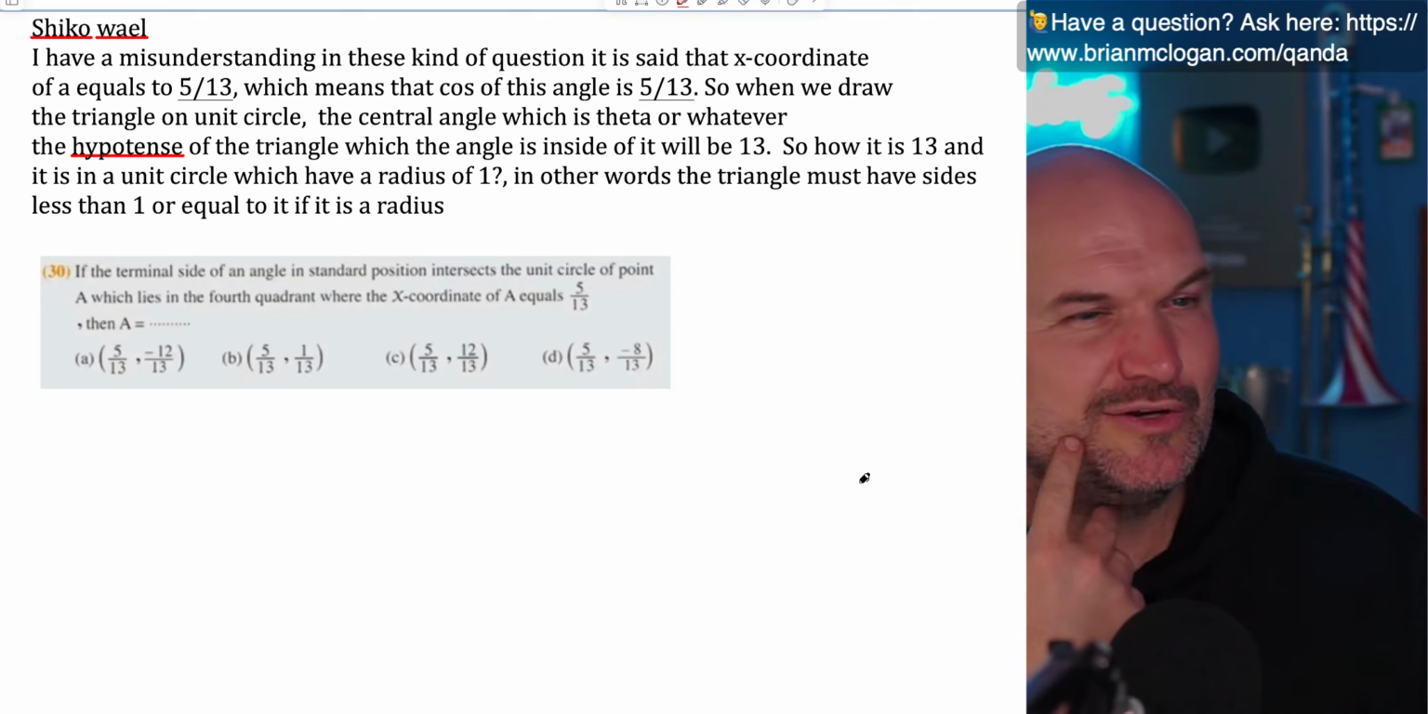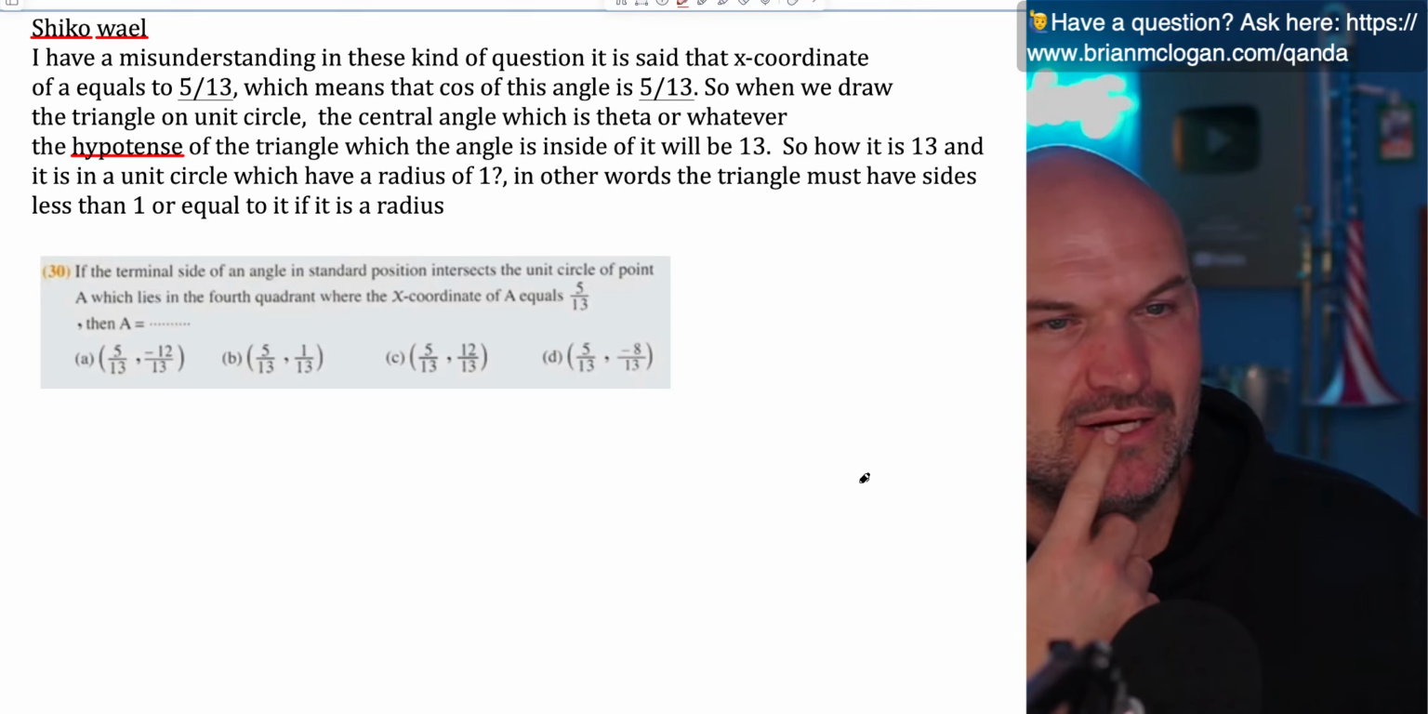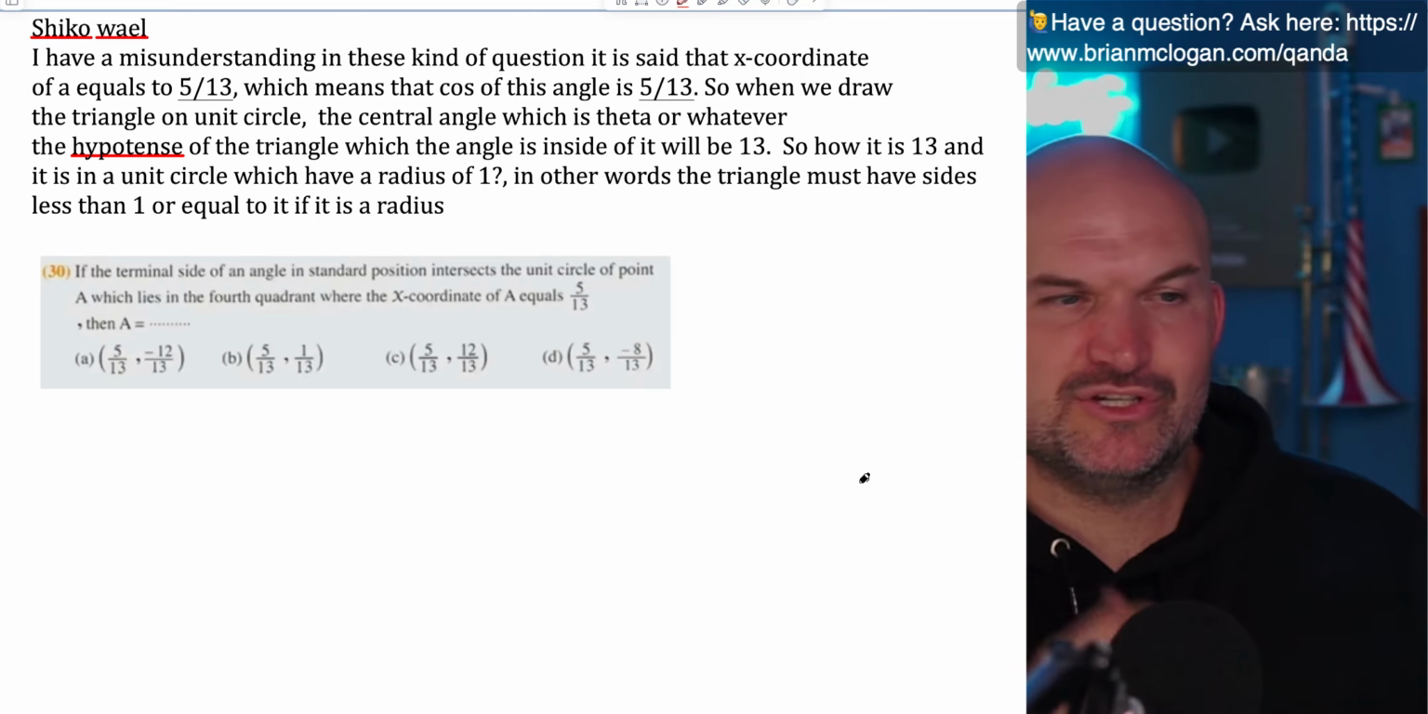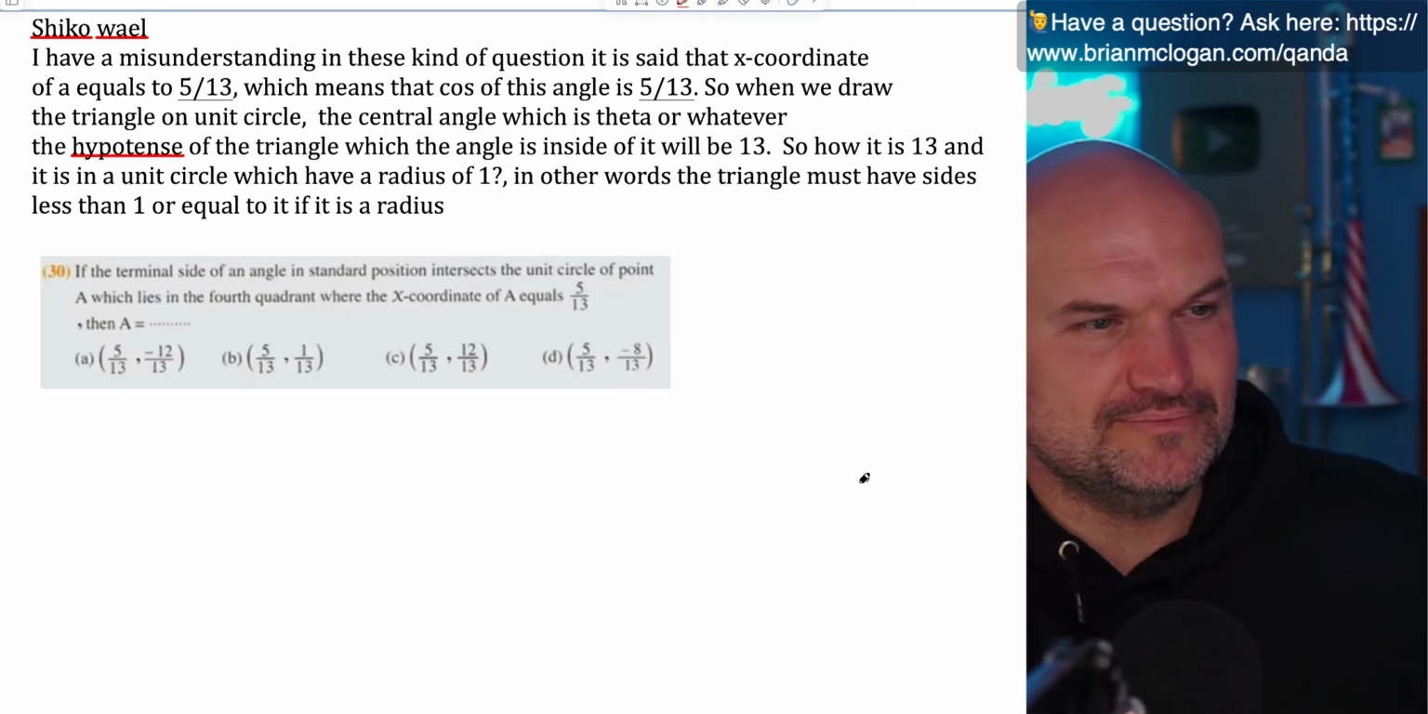And the unit circle has a radius of 1. In other words, the triangle must have sides less than or equal to 1. Yes, that's true. I'm not really sure about all the questions, so let's work on it.